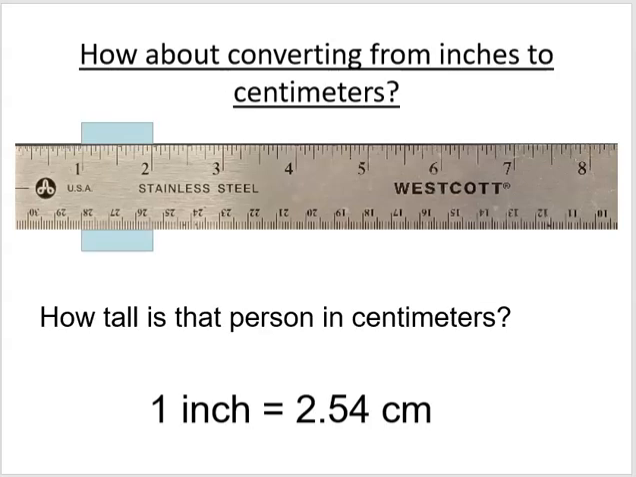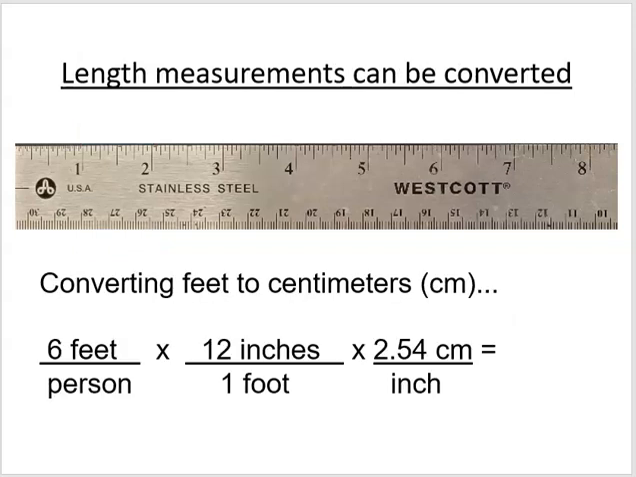Now that we've got that, we know it's 72 inches per person. How tall is that person in centimeters? We have that conversion from our ruler up here: 1 inch is the same as 2.54 centimeters. Those are the same length. So we can do this conversion from feet to centimeters, starting with 6 feet per person, and there is your 12 inches per foot. That's what gave us that number before.